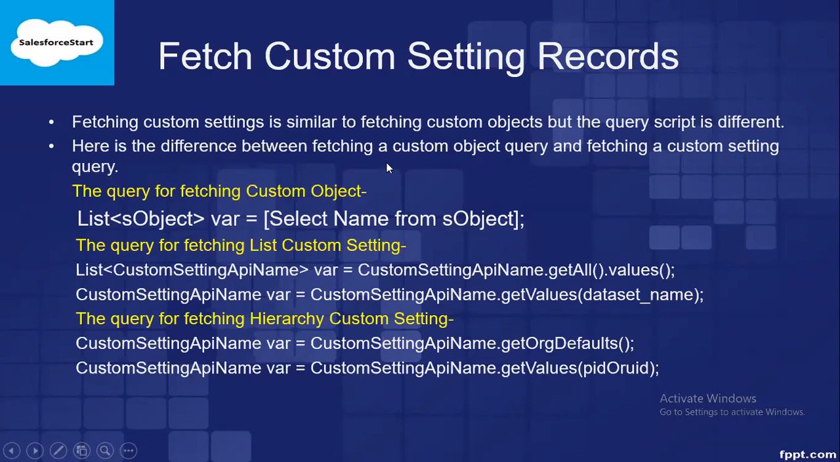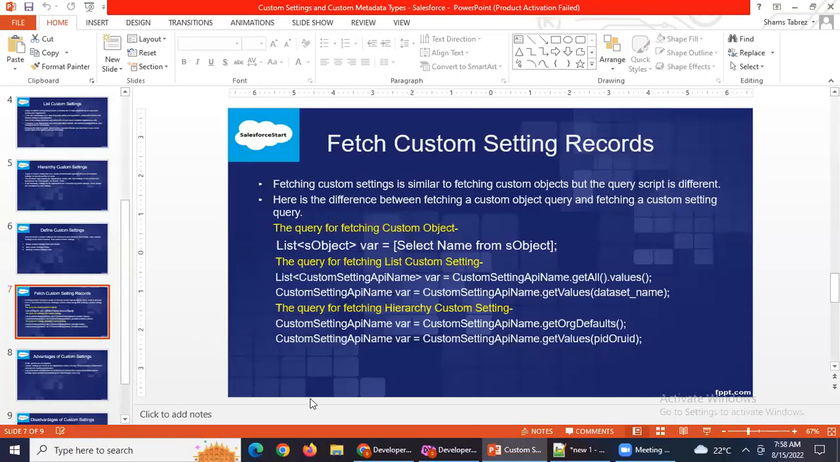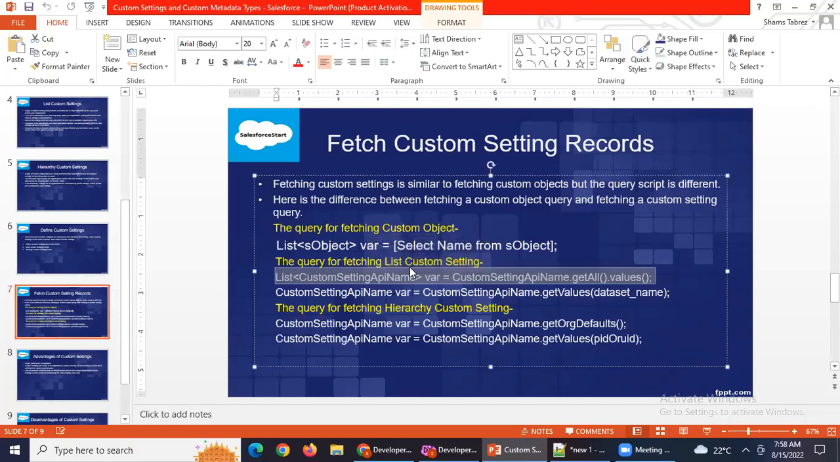Here's the difference between fetching a custom object query and fetching a custom setting query. Here I have listed only a few; there are other methods also. Since it is a list custom setting, I am using this one.